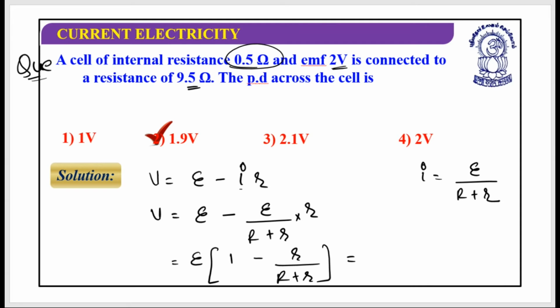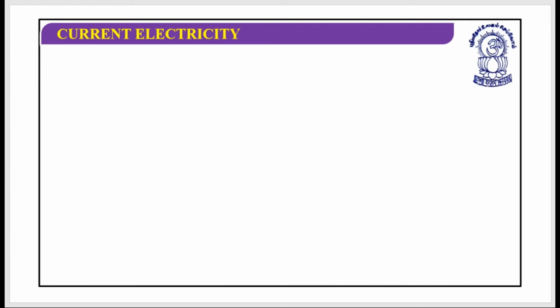Now let's put in the values. EMF is 2 volt. This is 1 minus internal resistance, what is it? It's 0.5 ohm, divided by 9.5 plus 0.5, which is 10. Yes. So V is equal to 2 into bracket 1 minus 0.5 by 10, that is 1 by 20.